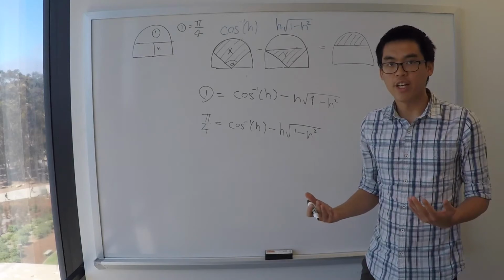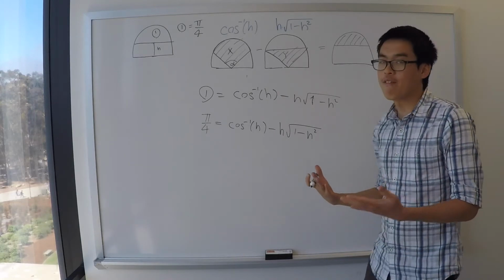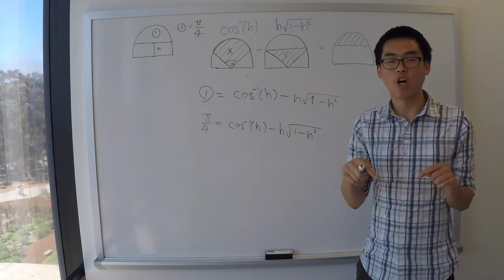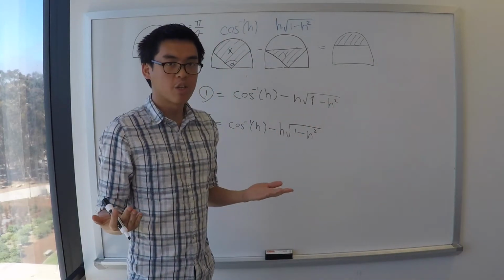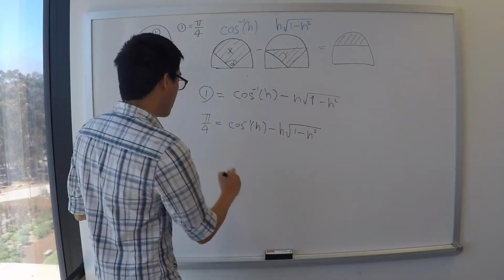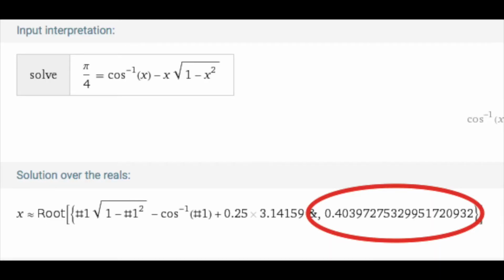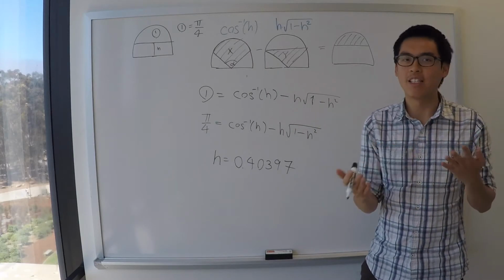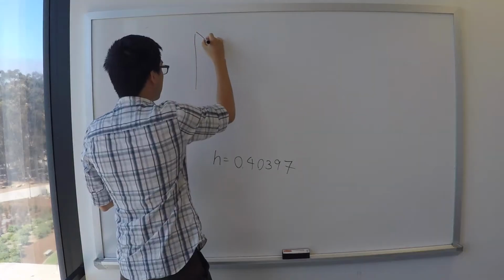So we want to know what h is. Unfortunately, we don't have a good way to solve this problem. Well, if you know how, please leave a comment down below. In this case, we're just going to use a calculator, and h turned out to be 0.40397. So let's circle back to the original problem and do some comparison of what we have here.